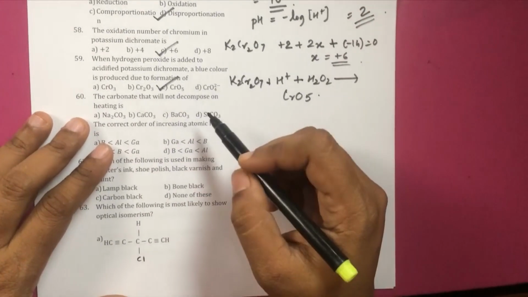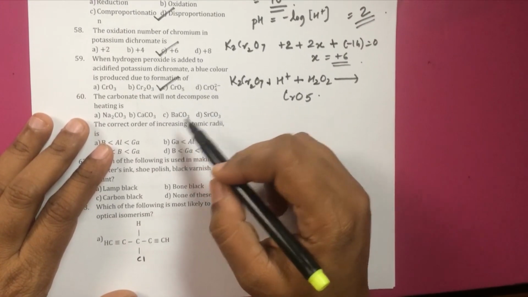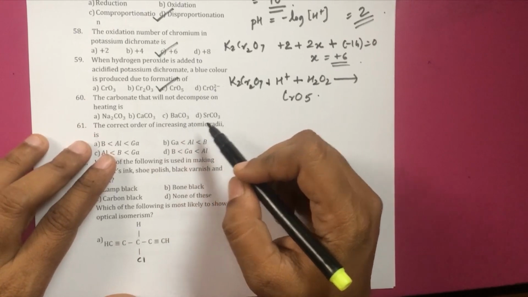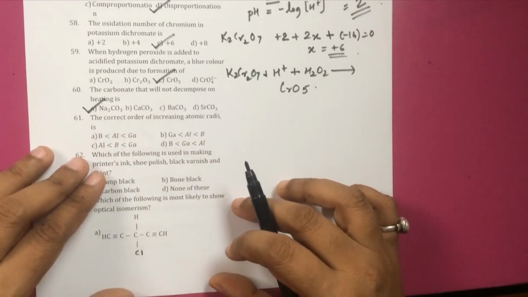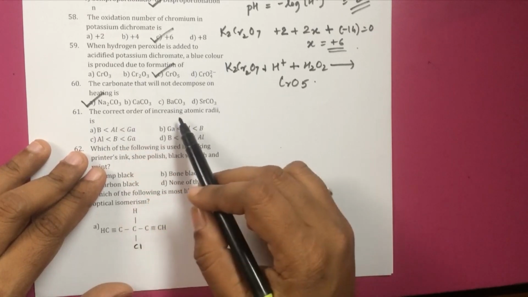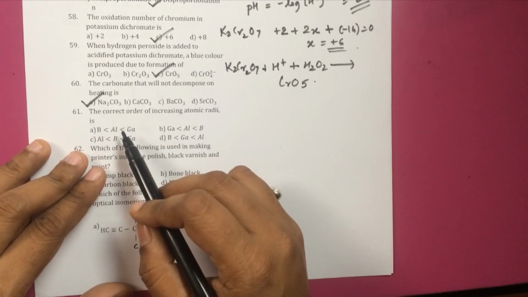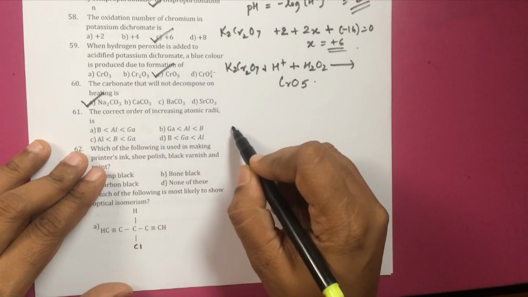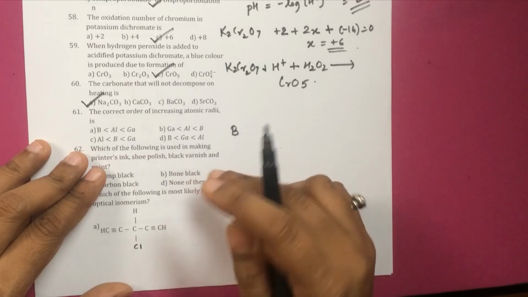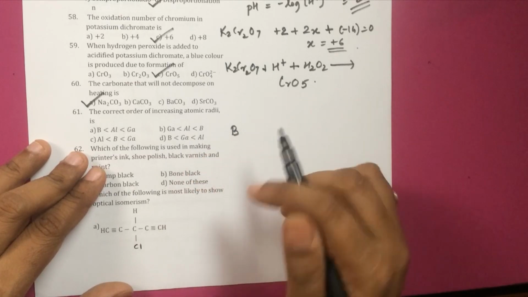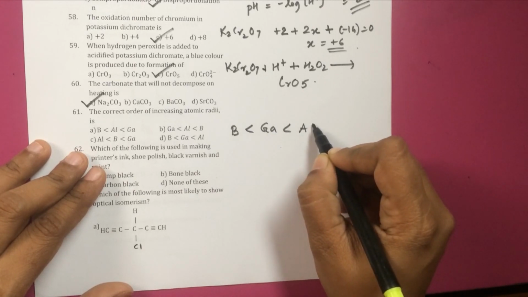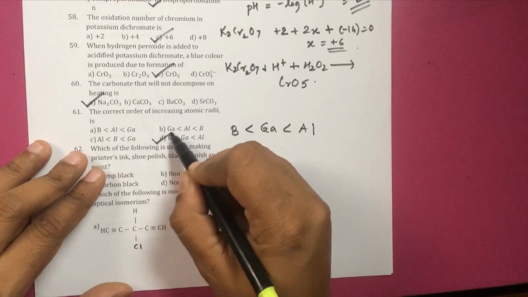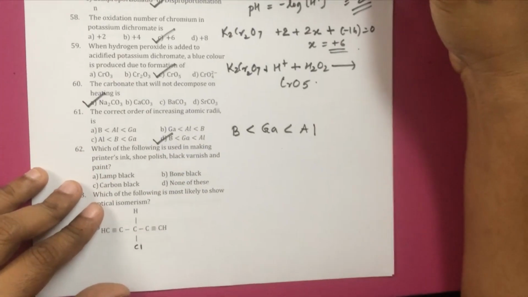Question number 60. The carbonate that will not decompose on heating, the carbonate which is not undergoing any kind of decomposition, is Na2CO3. Question number 61. The correct order of increasing atomic radii. The smallest among them will be boron. While for aluminium and gallium, there is an exception. Gallium has a smaller atomic size compared to aluminium. Therefore, option D.